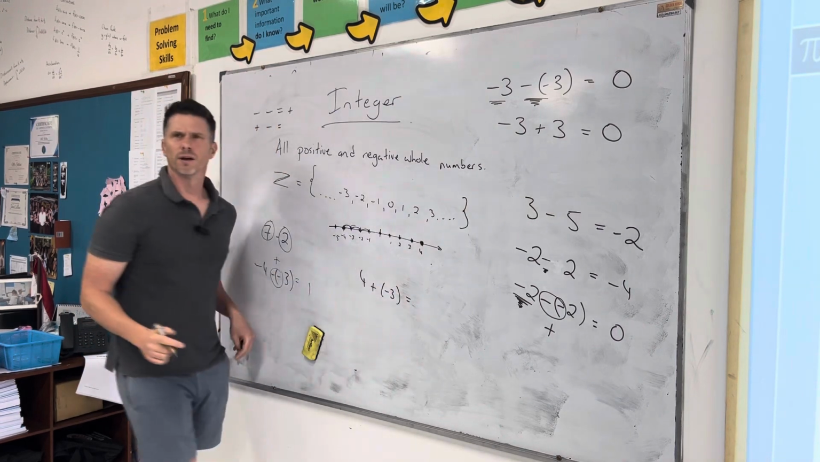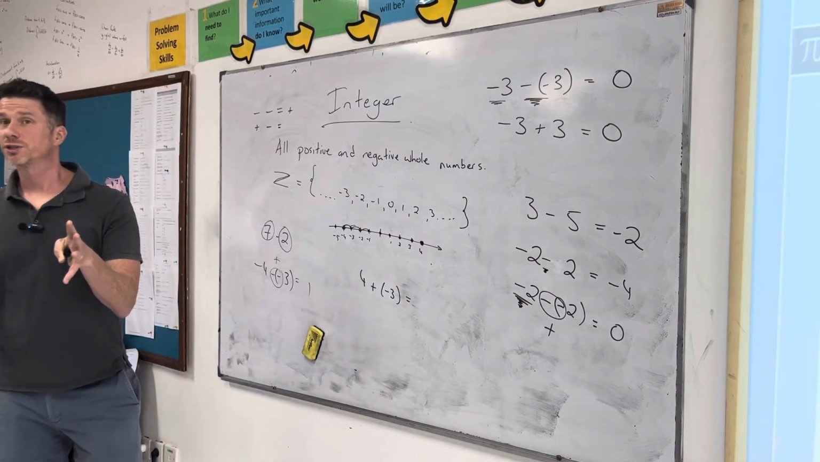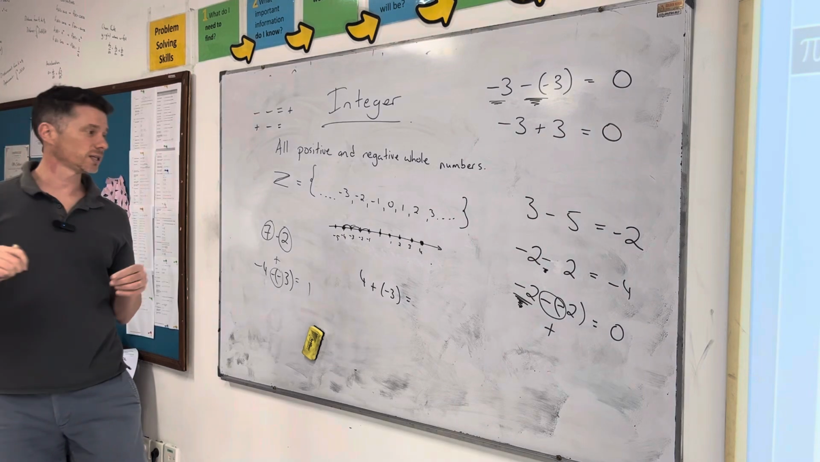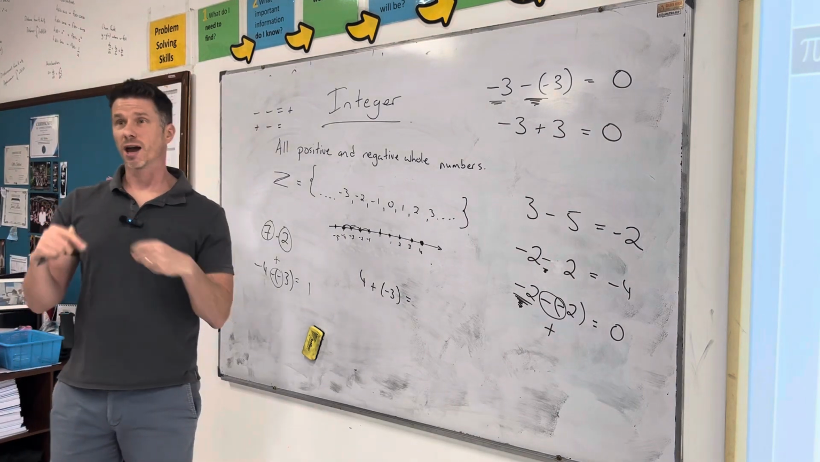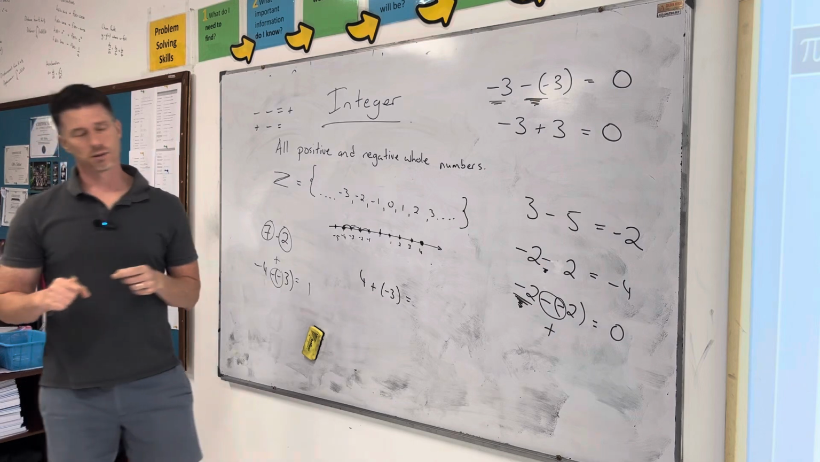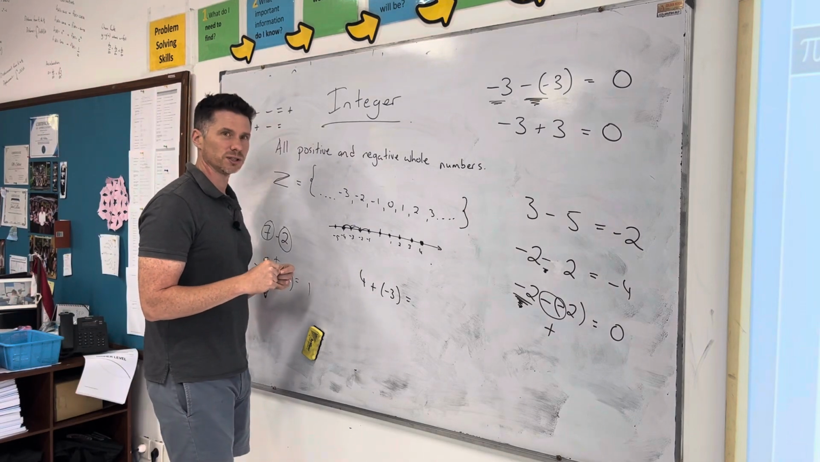So if I have $4 in the bank, and the bank says, hey, wait a second, I'm going to add $3 of debt to you. What is it? See it?